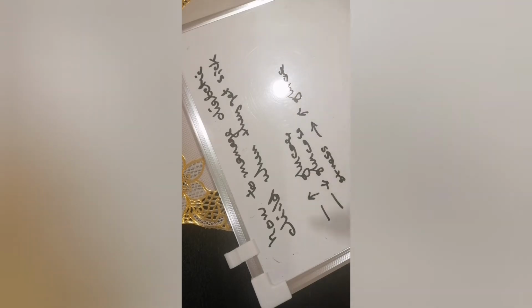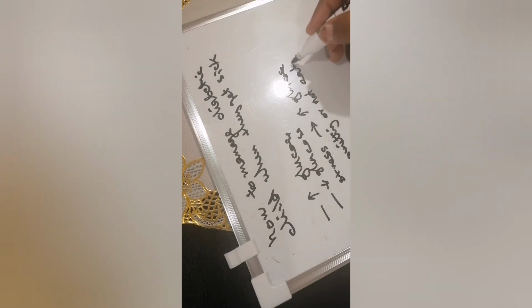And if the child has nausea or vomiting, or he cannot eat properly, he can also have low blood glucose at the same time.